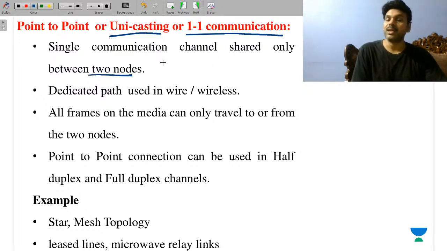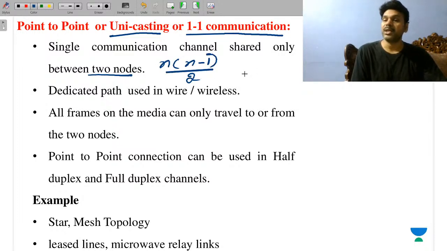That's why there is a requirement of what I said: only one member is responsible for configuring the channel, and the remaining node can simply accept the data. So we need only half of the channels when there are n nodes, which is the concept n(n-1)/2. Another point is that you can configure it in wired as well as wireless, but there is a requirement of a dedicated path.